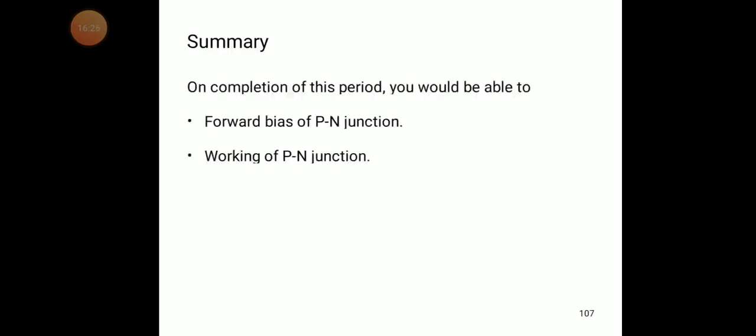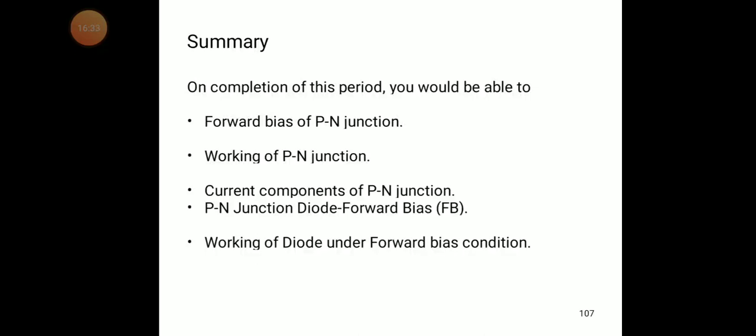So what we discussed here is forward bias of PN junction, working of the PN junction diode under forward bias condition, and the current components in the reverse bias. Now we try to discuss further about the PN junction diode.